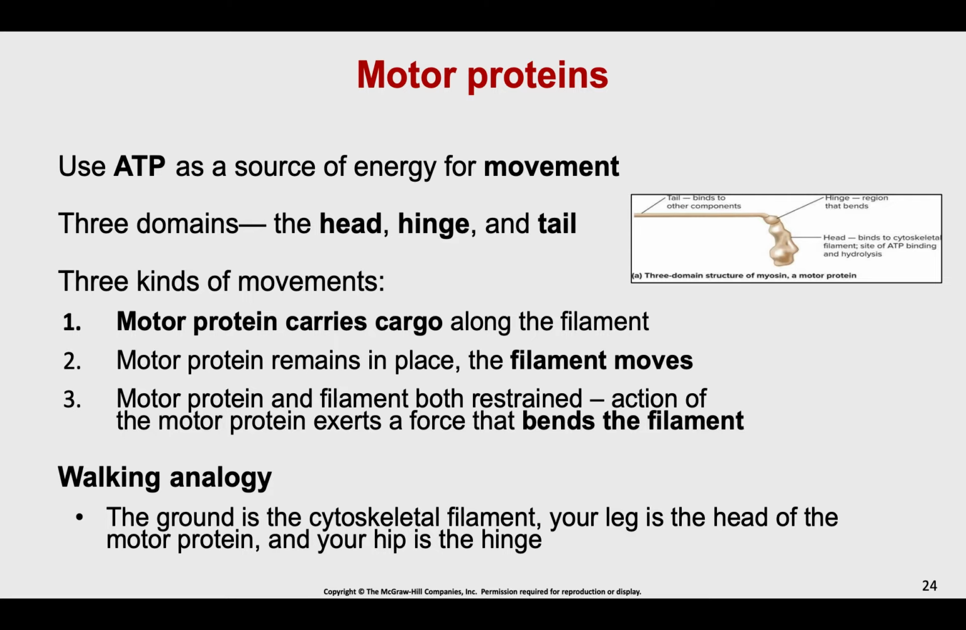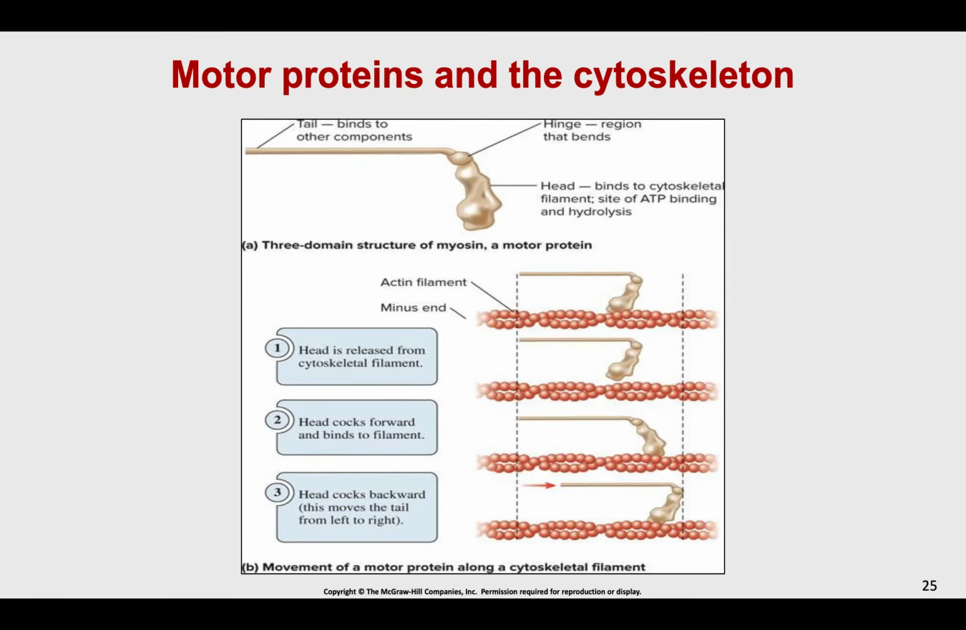This is where we sometimes get what's called the walking analogy, where the ground is the cytoskeleton, your leg is the head of the motor protein, and your hip is the hinge. I'm going to throw some visuals up because this is a very visual thing to learn. Before I do that, let's go over one process. Again, we have the head, the hinge, and the tail.